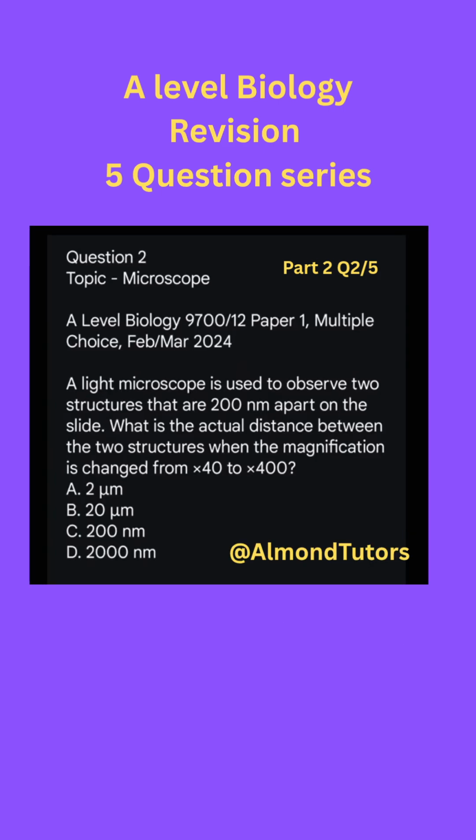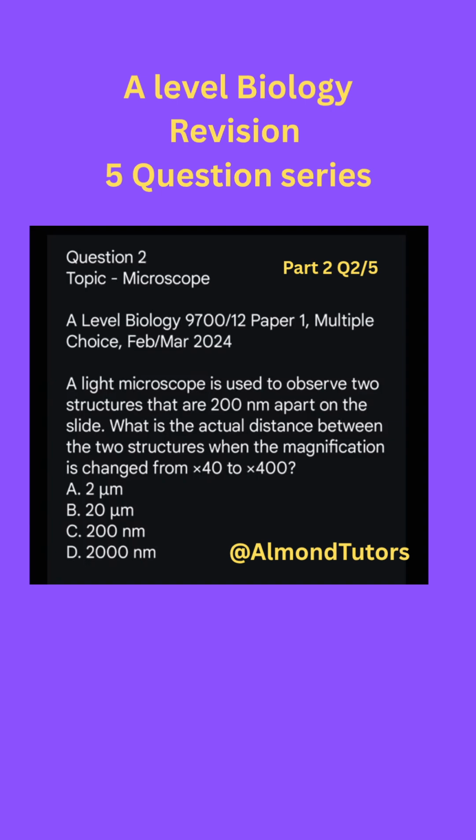The question says, a light microscope is used to observe two structures that are 200 nanometers apart on the slide. What is the actual distance between the two structures when the magnification is changed from times 40 to times 400? So you do your first reading just to get a general feel about the question. Then you look at it the second time, putting down the most important things that you notice.